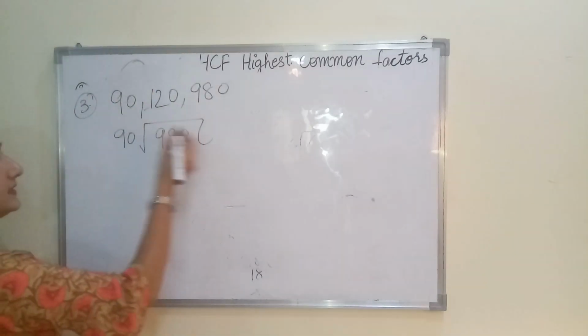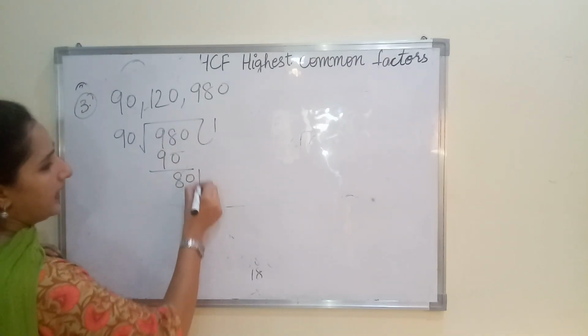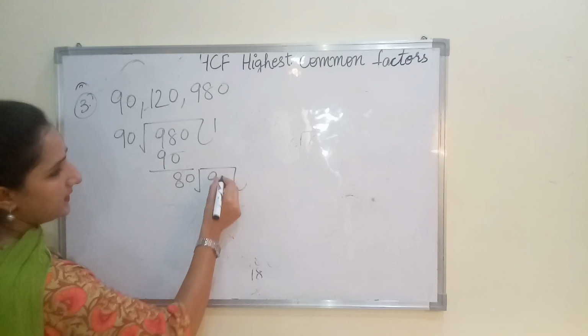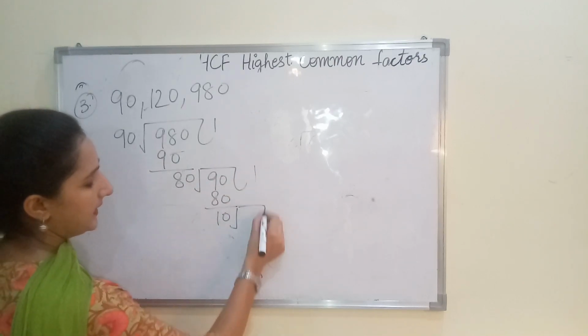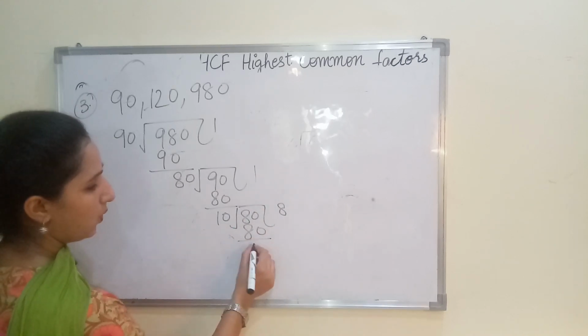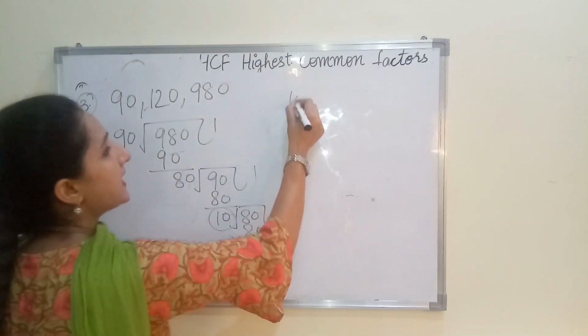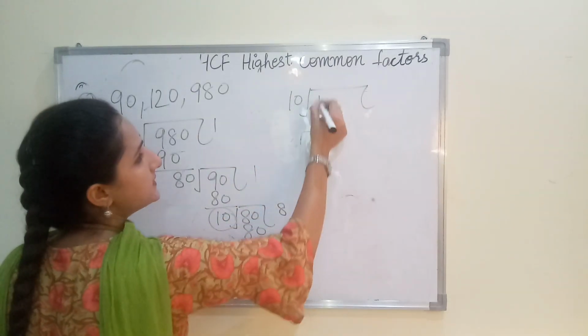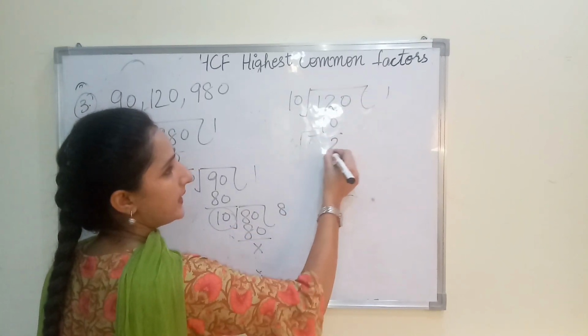Like take 90, 90 1s are 90, 80 and then dividend. 80 1s are 80, then 10, then 80, 10 8s are 80. So अभी आपके पास क्या आ गया, 10. You have to use this 10 with 120. Fine. That is 10 ones are 10, 20.